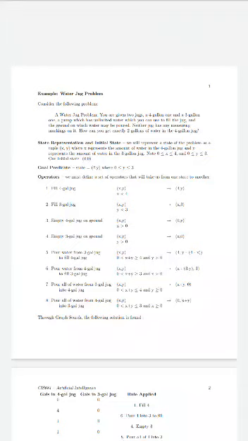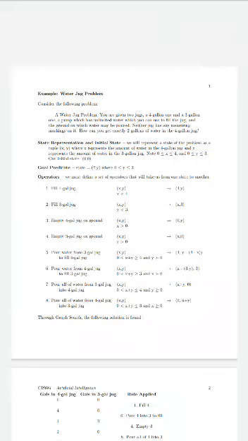Hello friends, today we are going to discuss a very important AI topic, the water jug problem. This is an AI problem, which we already discussed in the last lecture. AI problems are those problems which require a database or knowledge to solve them.